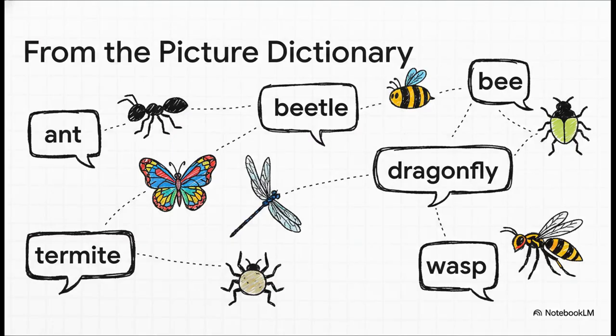And to make it even more clear, the source actually uses a picture dictionary. So you get this whole visual library of examples. You see the ant, the bee, the dragonfly. It just helps cement that definition in your brain.